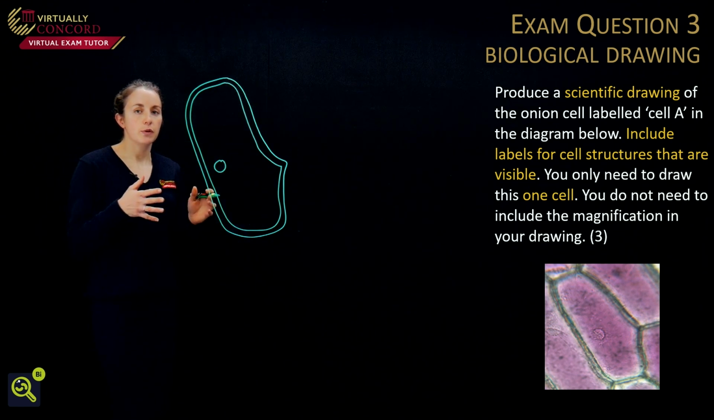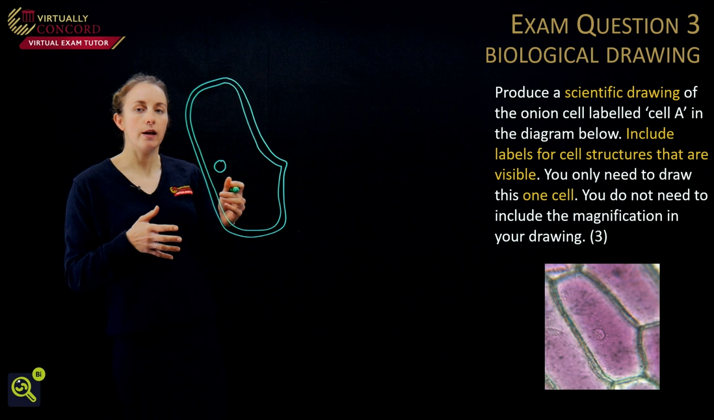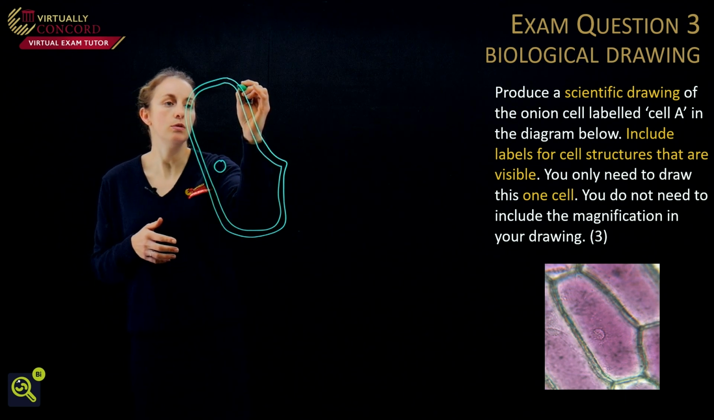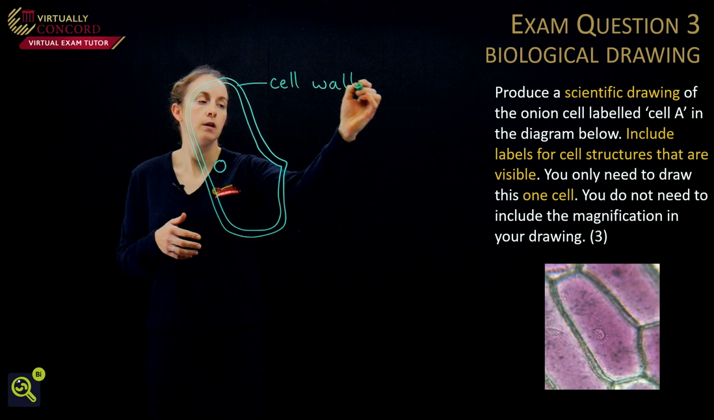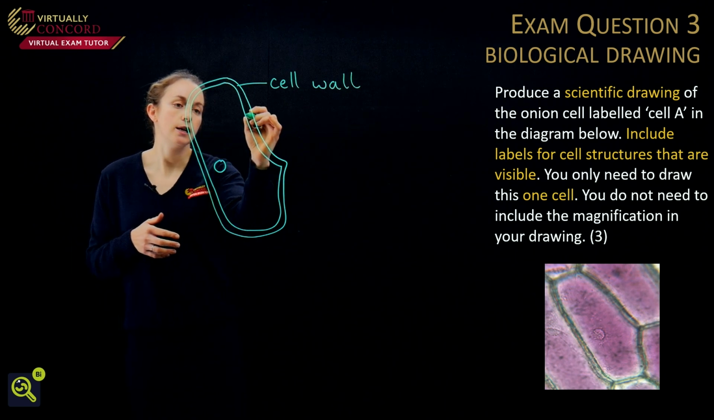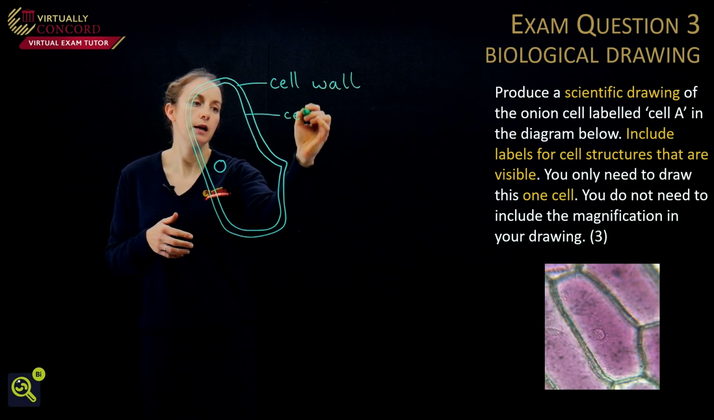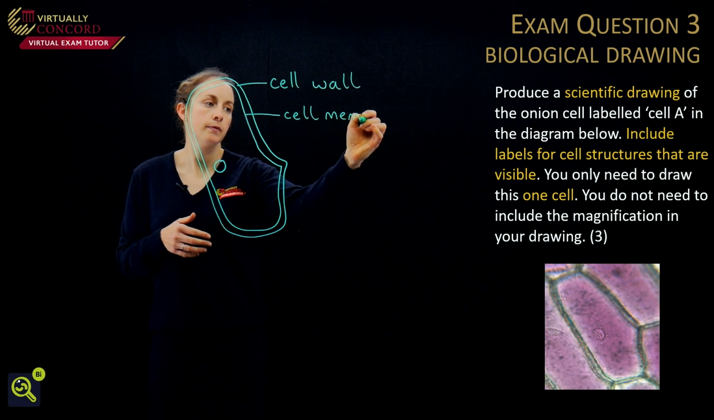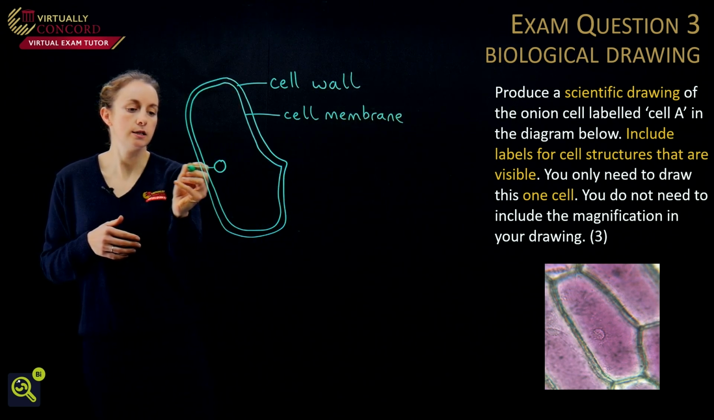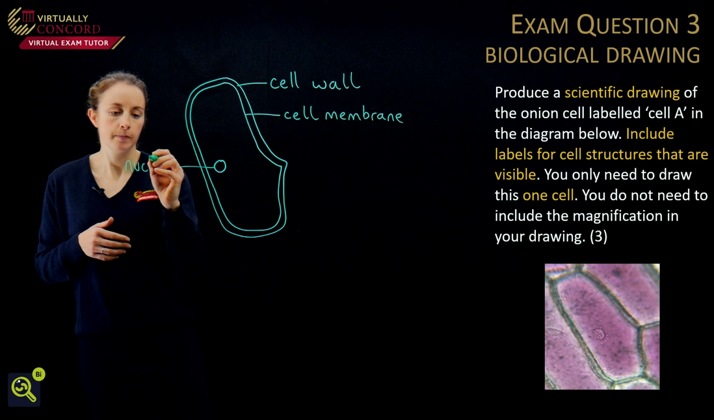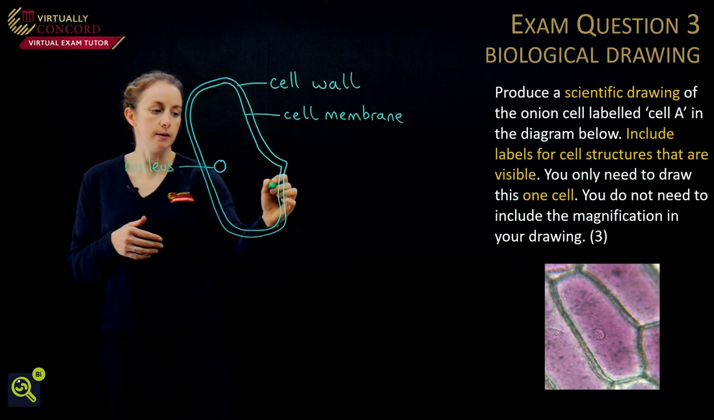And in terms of marking points, I need to think about labelling as well. So I'll label up my cell wall. And the inner line should be my cell membrane. And then I've also got a nucleus and the cytoplasm.